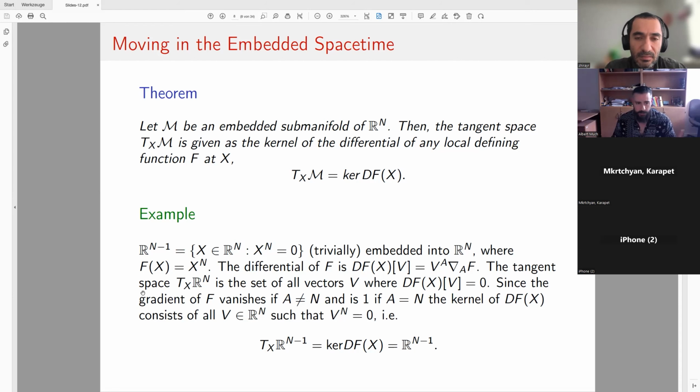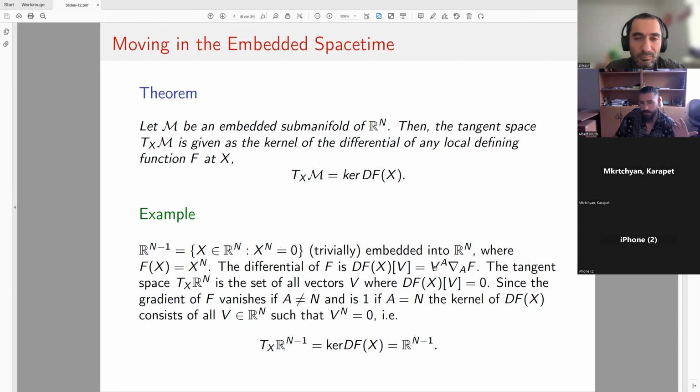Now let's do examples. Take Rn-1 and embed it trivially, of course, into Rn. So let's say you take R2 and embed it in R3. What you do is you say, okay, I have my R2 vector and the third component of my 3-vector is 0. It's always 0. And now you can translate this into this fancy language. Basically, the embedding map, this function f of x, is xn. So when the nth component is 0, then you know you're exactly in your submanifold.